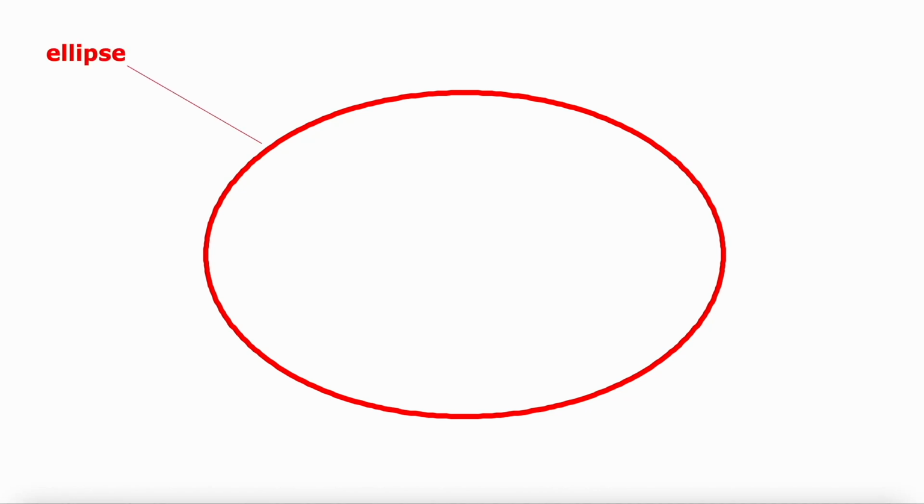An ellipse is the set of all points in a plane such that, for any point P in the set, the sum of the distances to 2 fixed points, called the foci, is constant, specifically 2a, the length of the major axis of the ellipse.